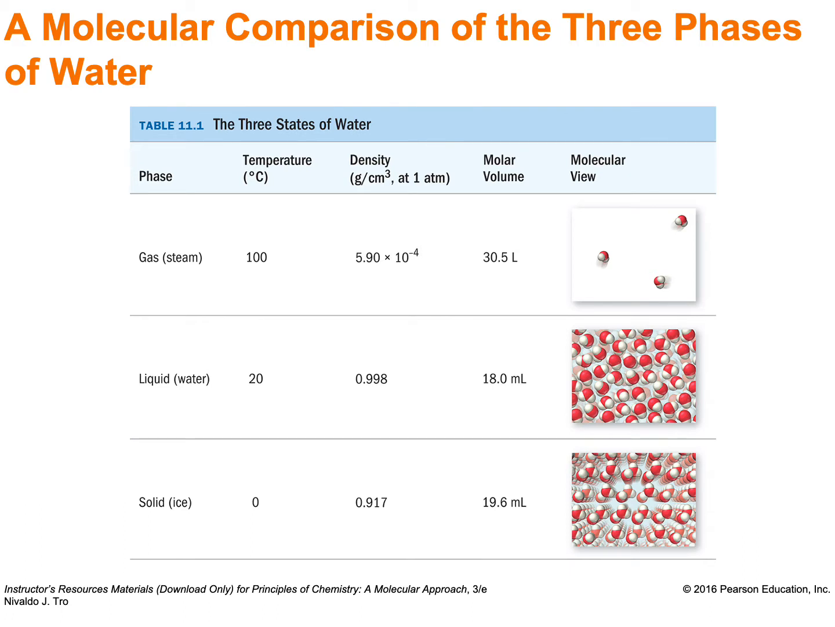Properties of the three states of water are shown in this table: gas, liquid, and solid. Water is a bit unique, as you probably know, because the density of the solid form of water is less than the density of the liquid form.